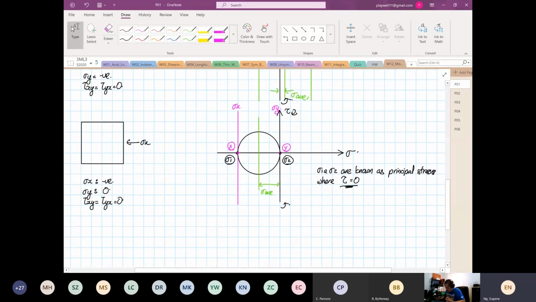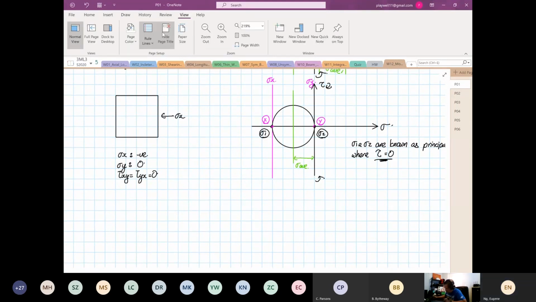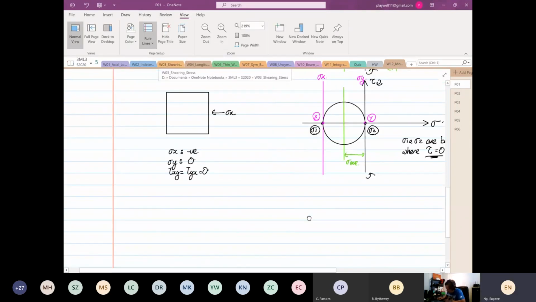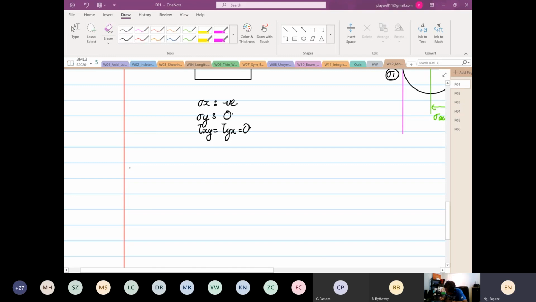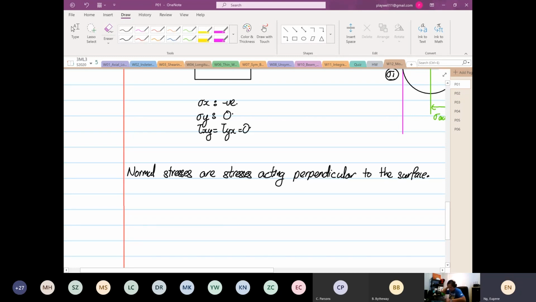So that is normal stress. What you can observe now is that normal stresses, I should have written this earlier, my bad, are stresses acting perpendicular to the surface. So that is what we mean by normal stresses.